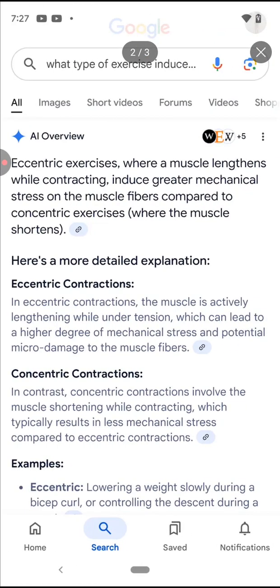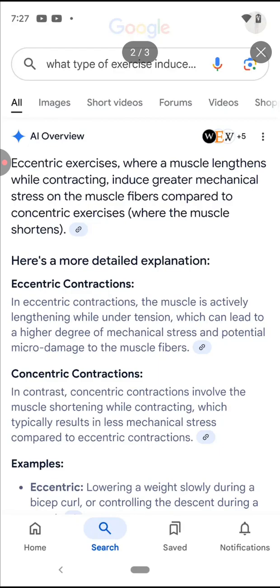Well, here you go, from AI again. Eccentric exercise is where a muscle lengthens while contracting. It induces greater what? Mechanical tension. So we all know that eccentric exercise is what causes muscles to damage, right? So what's mechanical stress? When you induce greater mechanical stress, what does that mean? You're moving a heavy weight, with mechanical stress on the muscle fiber, compared to concentric exercises where the muscle shortens. So what does eccentric do? It damages muscles. Get it, man?